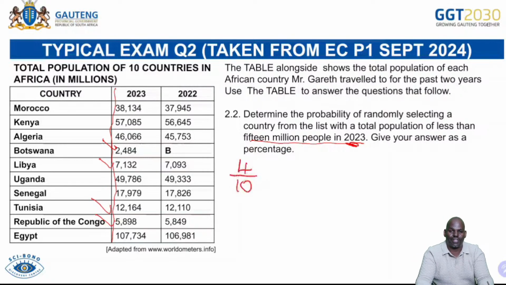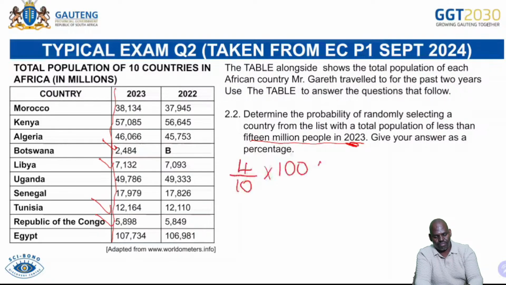4 over 10 is a fraction. The examiner might say, write the answer as a simplified fraction, or a common fraction, or a decimal fraction. In this case, they say write your answer as a percentage. Because this one is a fraction, we just take it and multiply by 100%, and this will give us 40%.